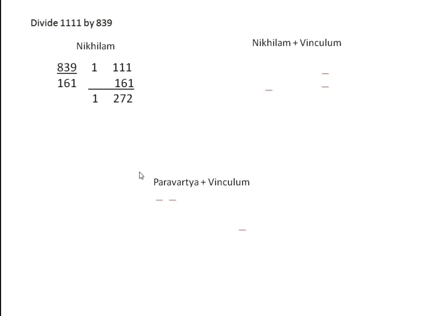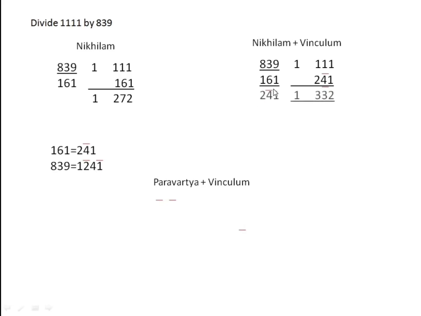Now 161 we define as 200 minus 40 plus 1. So this comes 839 1211. Now we write 161 as 241 and you should remember this bar indicates negative. So we are taking this value plus 1, 2 1 minus 4 gives you minus 3. 1 plus 2 gives you 3. So the remainder is 302 minus 30. You have to notice we have a bar over the third digit. So that gives the actual remainder, that is 272.